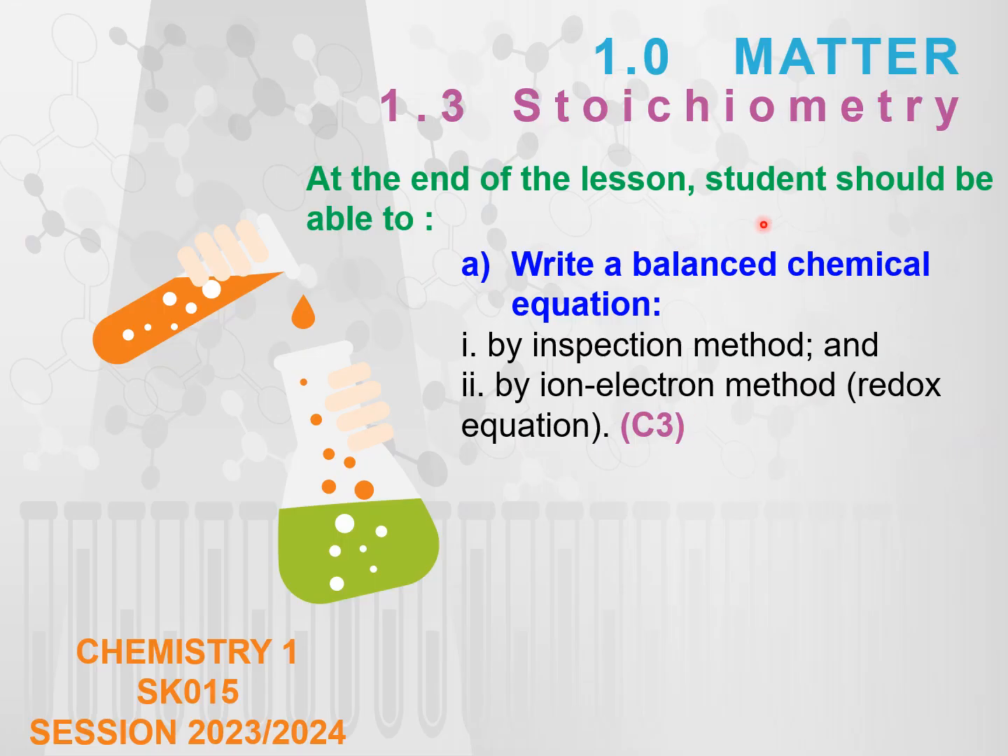So we continue our lecture with chapter 1, matter, with 1.3 stoichiometry. The learning outcome for this lesson is that students should be able to write the balanced equation by using the inspection method and by the ion electron method. The second method is for redox equations involving the reduction and oxidation process.